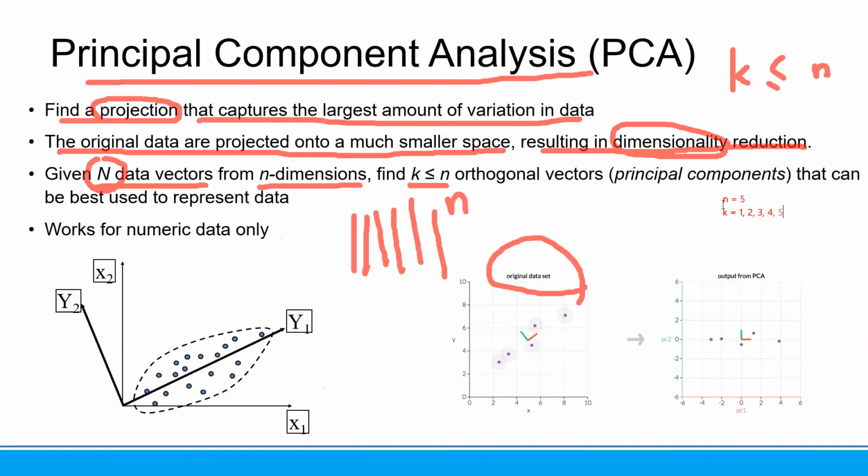And we can find the k orthogonal factors or principal components that can be best used to represent the data. So this PCA works only for numerical data.